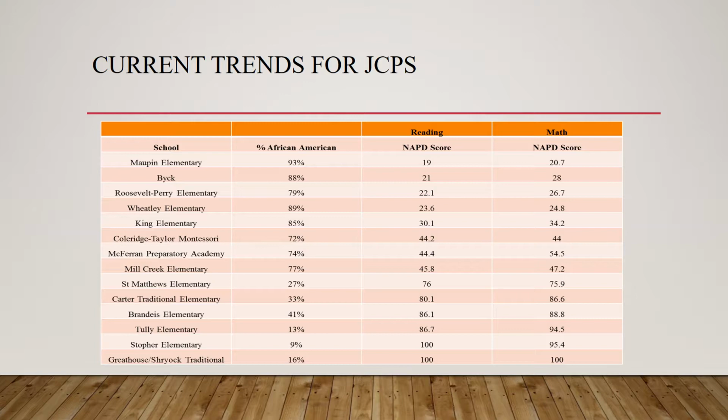And when you look down at Greathouse, they have 100 points for both reading and math, and they have a 16% enrollment rate for African American students. I gathered several just to see if there were some case-by-case scenarios or some inconsistencies within the data. Maybe it could be a school that has a large percentage of African Americans but has a reasonable score for reading and math, and that was not the case for any of the schools I have listed.